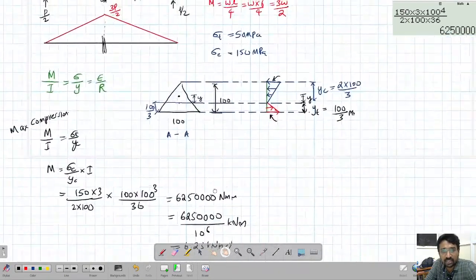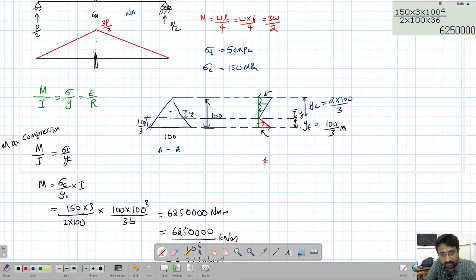Now we will check the case of maximum tension. For maximum tension, yt equals 100/3. Now there is a sign convention, plus minus. We will ignore all those things because tension we are supposed to take as minus. If you want to go with a sign convention, downward distances you can take as negative. When you substitute sigma t, upward you can consider as negative and downward as positive. But don't go with sign conventions, it is not necessary.